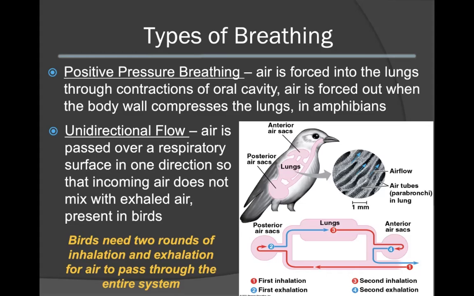Unidirectional flow is typically present in birds. In this instance, air is passed over a respiratory surface in one direction. This is to ensure that the incoming air does not mix with the exhaled air. Birds, for instance, need 2 full rounds of inhalation and exhalation in order for air to fully pass through their system. Take a look at the diagram to understand the flow of air within the bird lung.